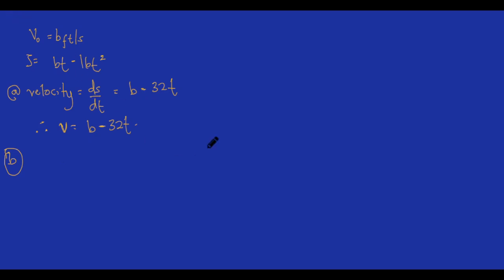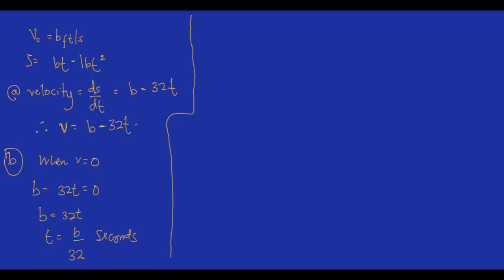Since we know v to be equal to b minus 32t, when v is equal to 0, we have b minus 32t equal to 0, b is equal to 32t, and t is equal to b divided by 32 in seconds. So this is the time at which the velocity of the ball becomes 0, and invariably the height of the ball is maximum.